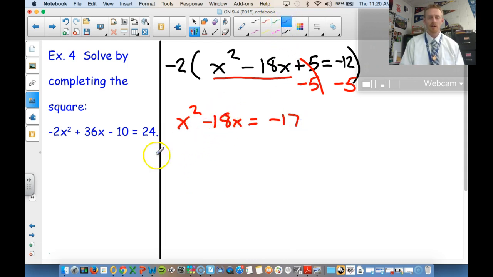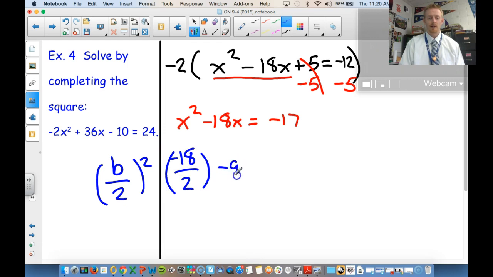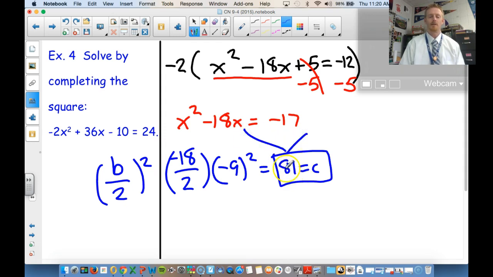Our next job is to use our b over 2 and square it so that we can find the completing of the square part of things, because we're trying to make a perfect square trinomial. So we have to complete it by using that formula of b divided by 2 squared. So b is a negative 18, divided by 2. So that turns into a negative 9, and then we're going to square it. So our c is equal to 81. Whoopsies, I wrote 18. So our c is equal to 81. That gets added onto both sides of our equation.